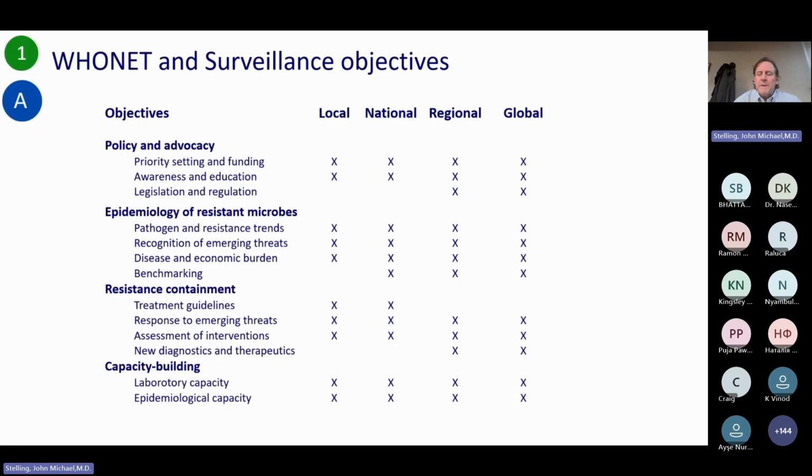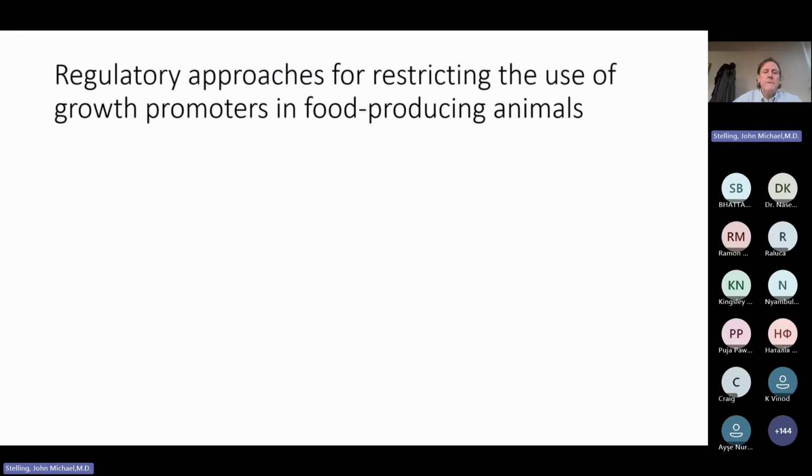So you do need to be a little bit careful of the meanings, and sometimes the meanings can mean different things to different people or in different contexts. So I'll just give one example here, regulatory approaches for restricting the use of growth promoters in food-producing animals. We give antibiotics to people primarily for one reason.